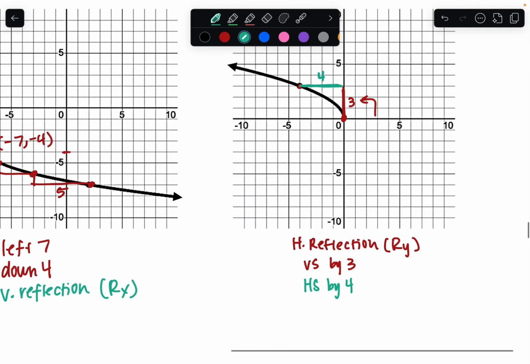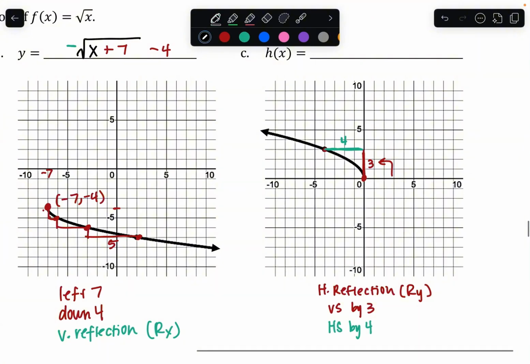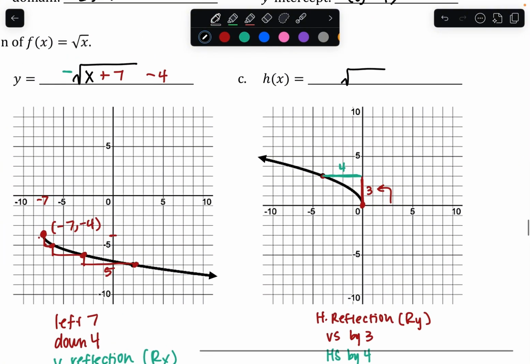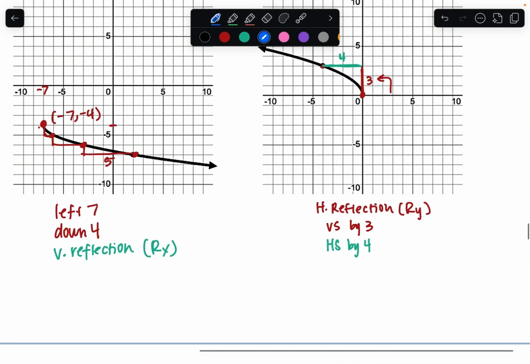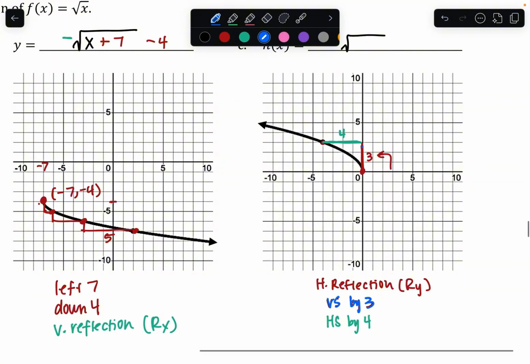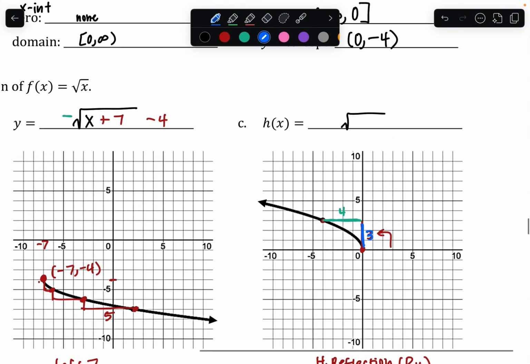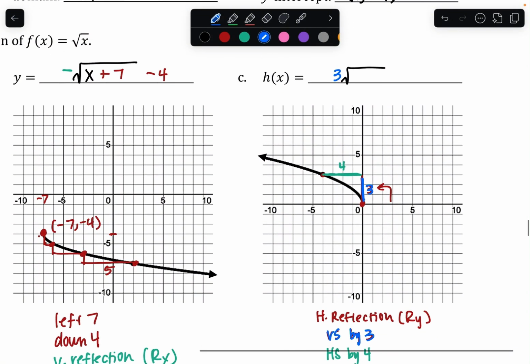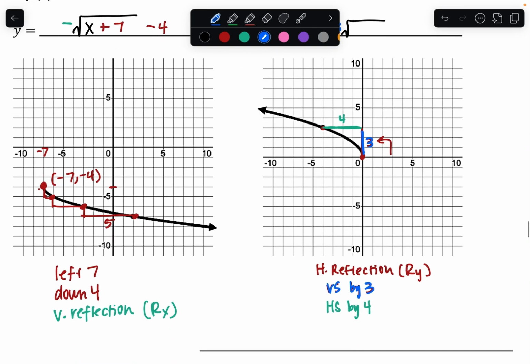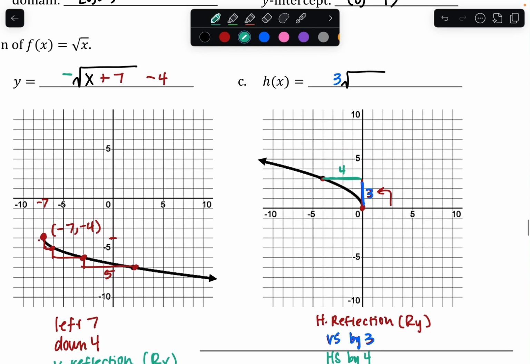Okay, and so to put that in an equation, we're going to have our square root sign. And then our vertical stretch by 3 is going to have a scale factor of 3 outside. And then our horizontal stretch by 4 is going to have a 1/4 scale factor under the radical. Okay, and then we also have that horizontal reflection, so that 4 would be negative.